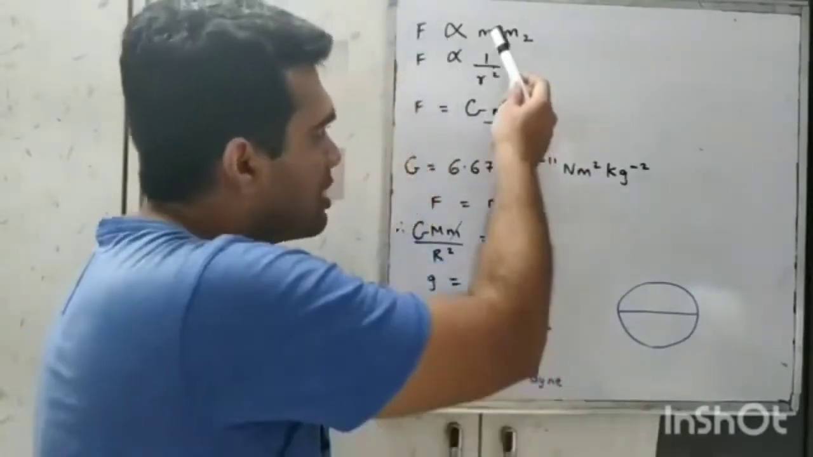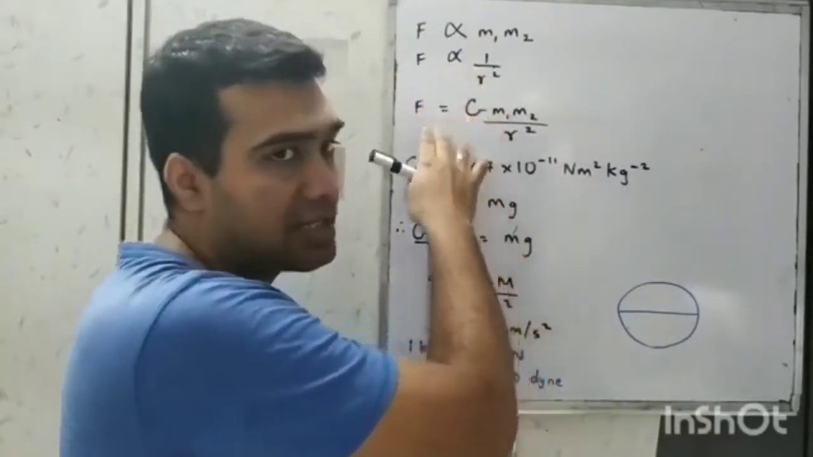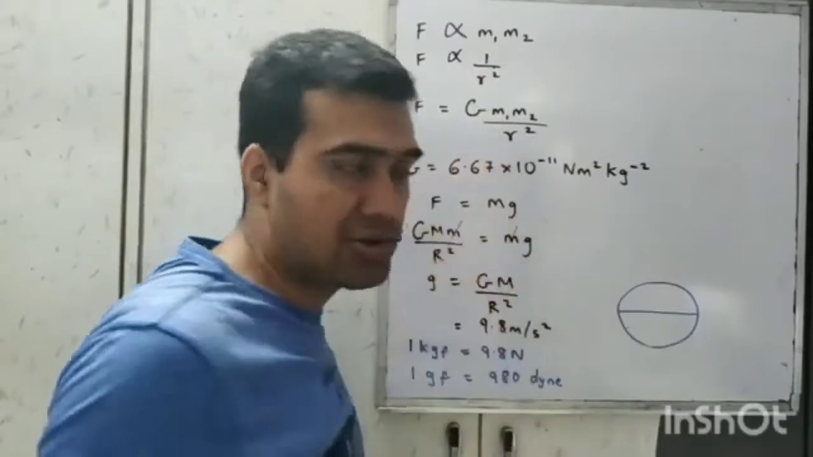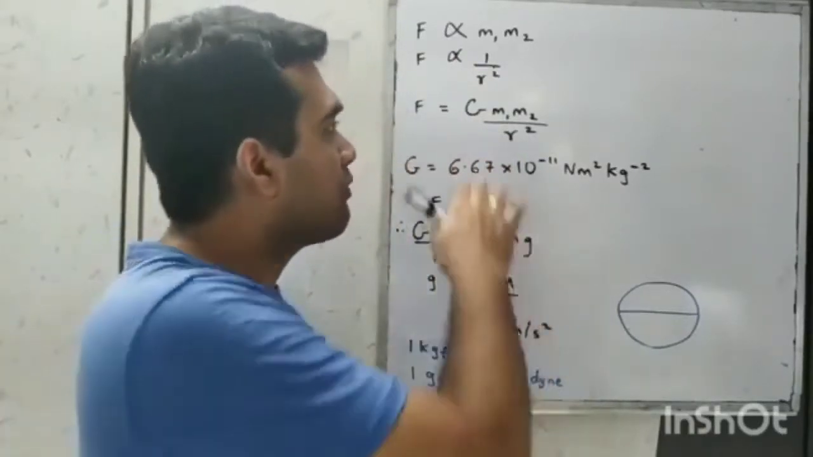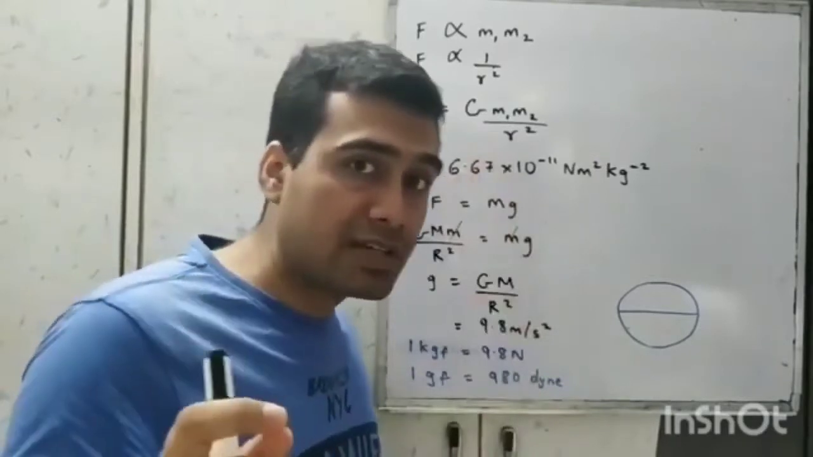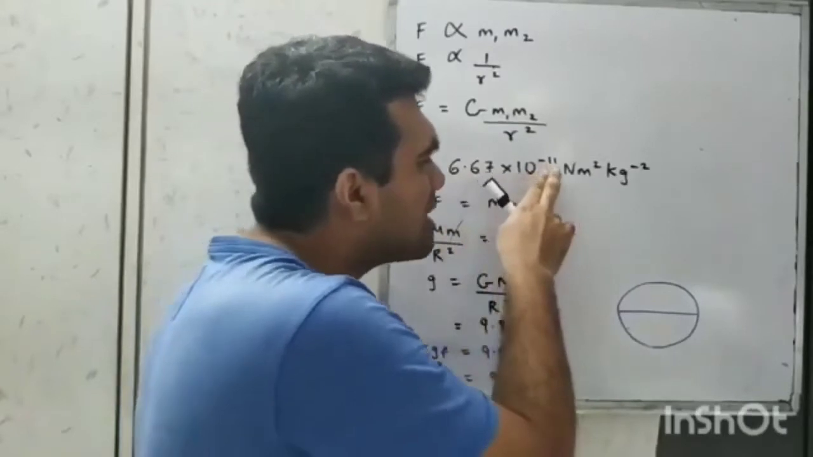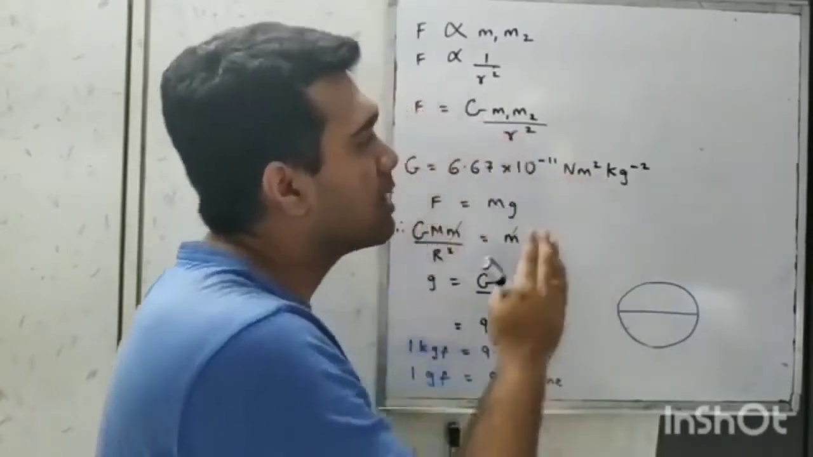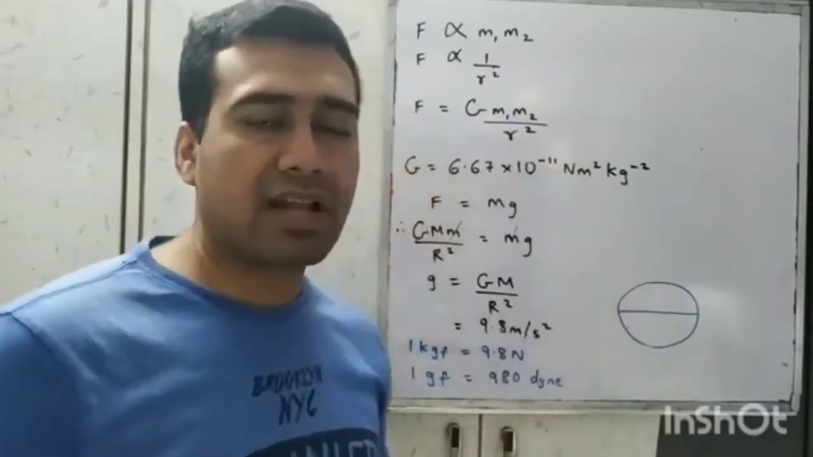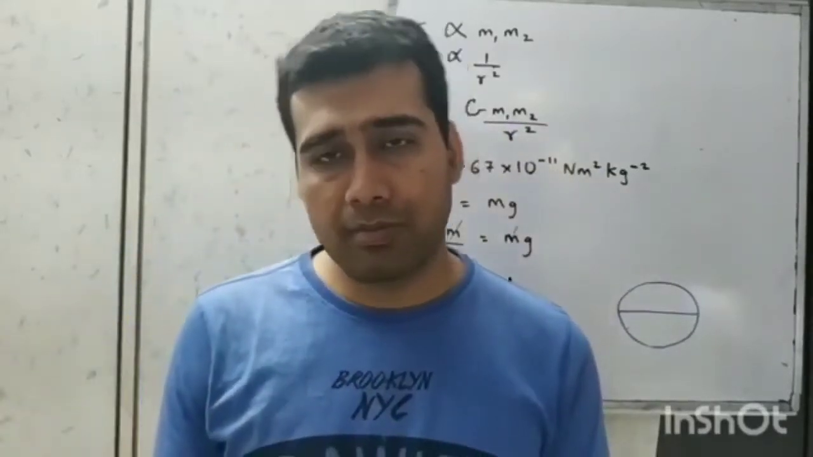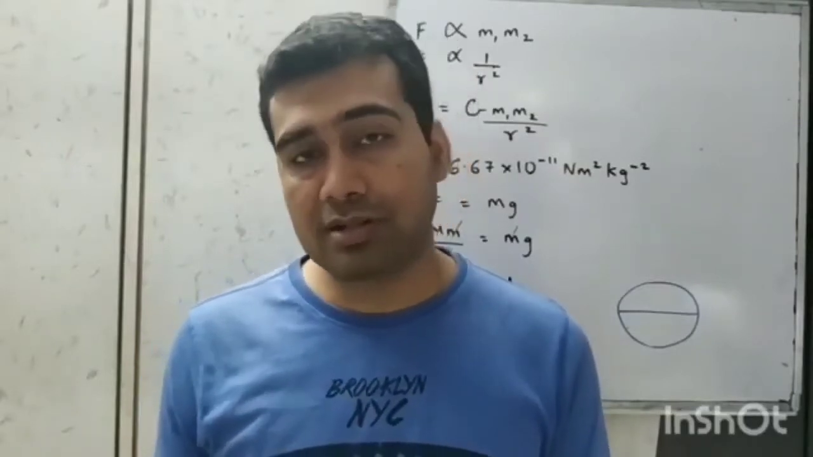If we combine these two proportionalities together and we replace the proportionality sign with an equal to sign, then we have to introduce a constant of gravitation. And experimentally, we have calculated the value of capital G, which is called the universal gravitational constant. It comes up to around 6.67 into 10 raised to minus 11 Newton meter square per kg square. Minus 11, this order tells us that gravity is extremely weak compared to other forces like magnetic force, which is around more than 100 times stronger.